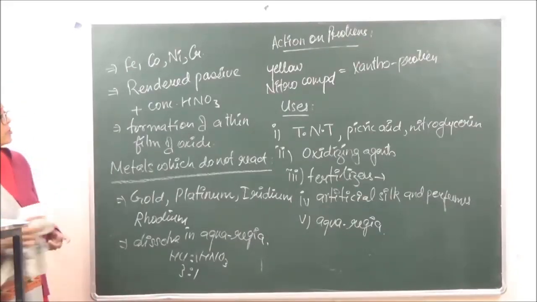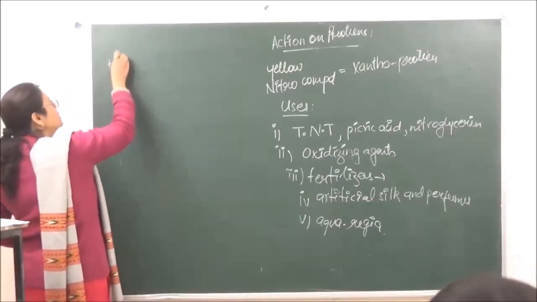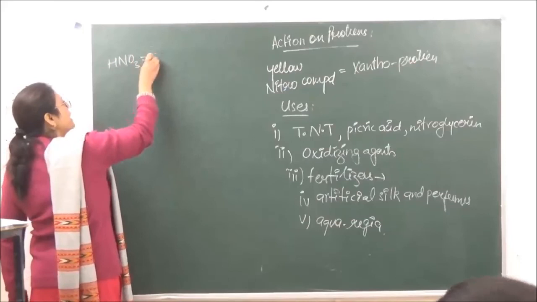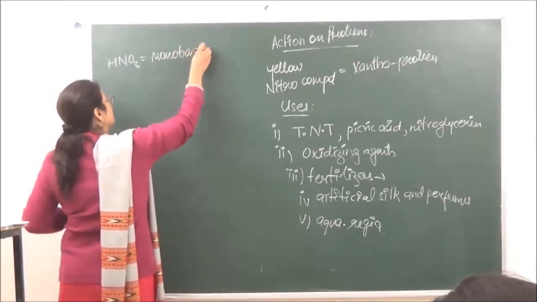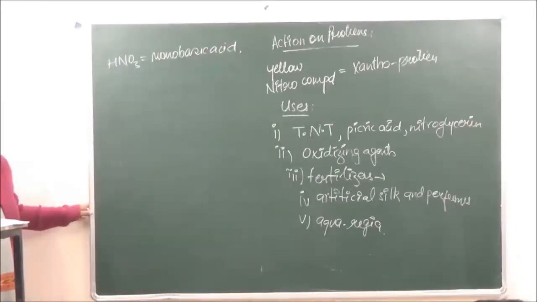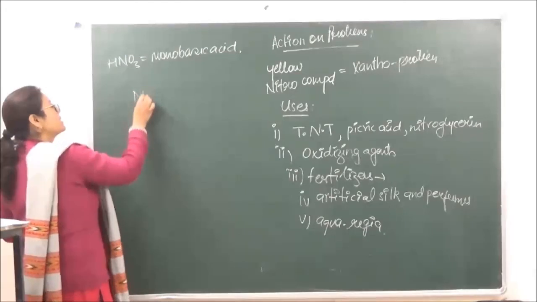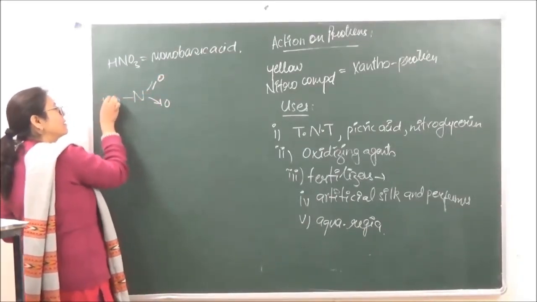So these are some of the uses of nitric acid. If you're looking at the structure, nitric acid is a monobasic acid. It is going to be a monobasic acid and it has the structure OH.